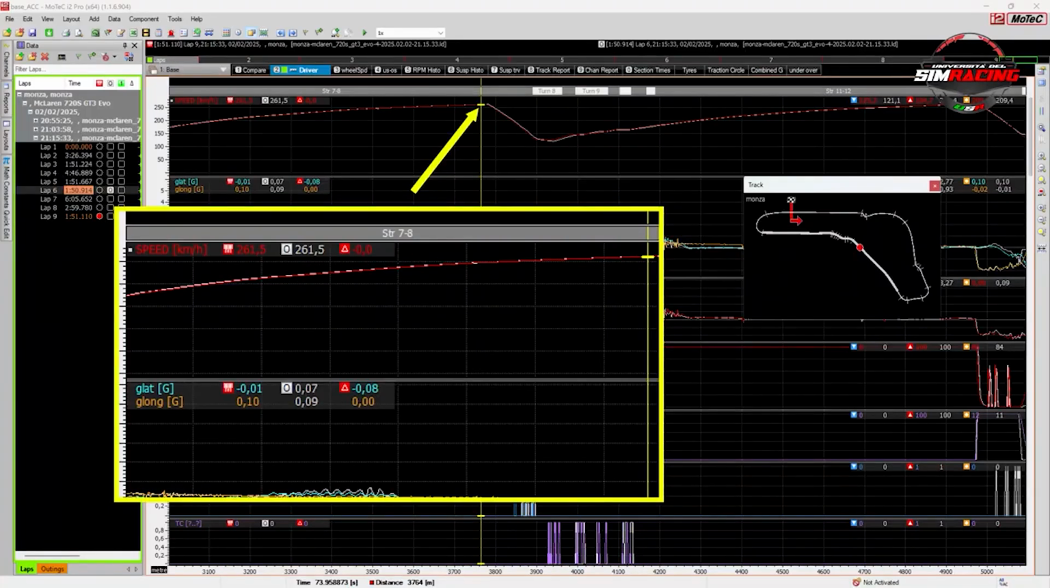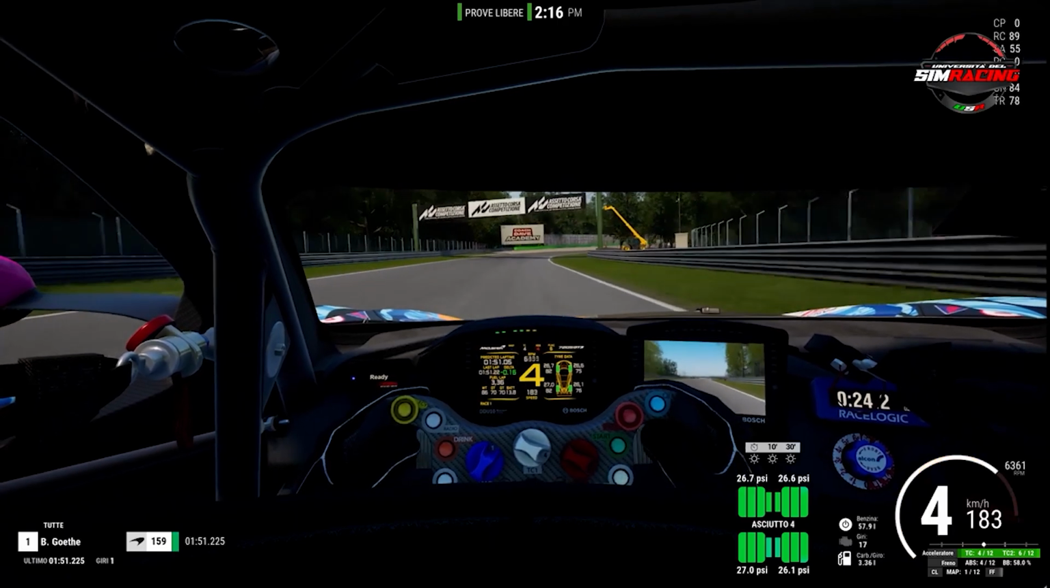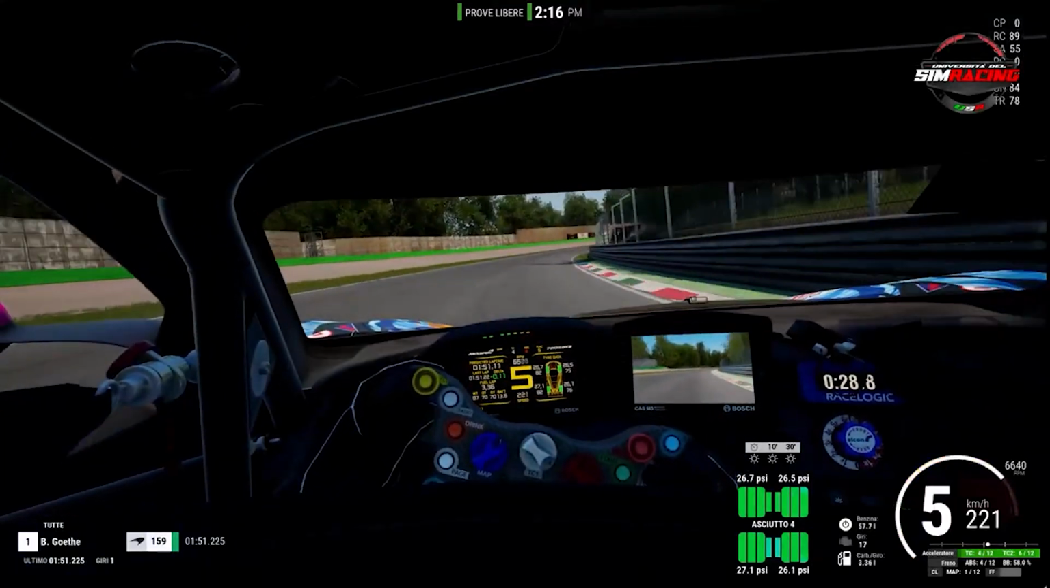By the time we reach Ascari, the third telemetry checkpoint, the values are completely even again, with both setups registering 261.5 kilometers per hour. Finally, at the last checkpoint, entering Parabolica, the difference remains insignificant, with the neutral toe setup leading by just 0.5 kilometers per hour, 264.6 kilometers per hour versus 264.3 kilometers per hour.